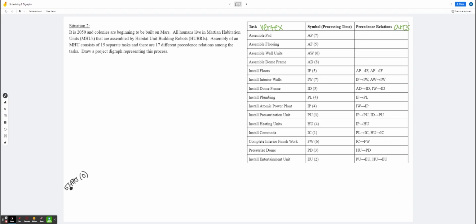And that's going to be our first 4 tasks here. Assemble pad, assemble flooring, assemble wall units, and assemble the dome frame. So I'm going to start them here. Assemble pad, assemble flooring, assemble wall units, and assemble dome frame. Then from my start vertex, I'm going to draw an arc to each of these tasks.